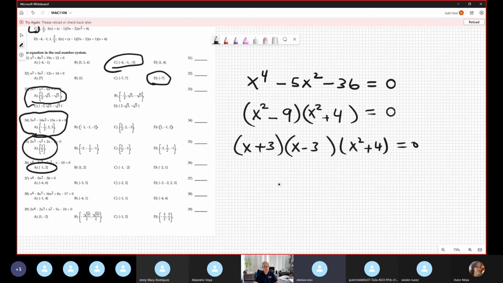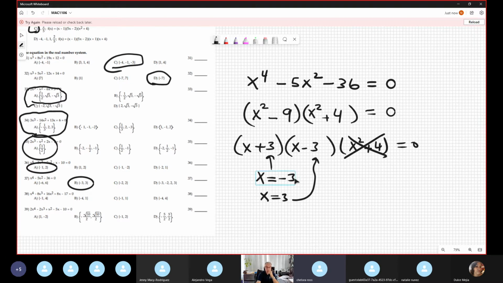So now, to answer the question for the real zeros, I ignore this one because it's complex. You take x plus 3 equal to 0, so x equals negative 3, and x equals positive 3. The answer is 3 and negative 3. Just to complement the idea out of curiosity.